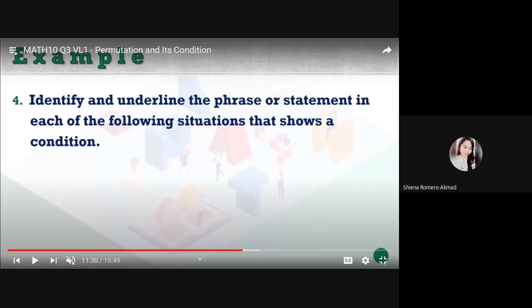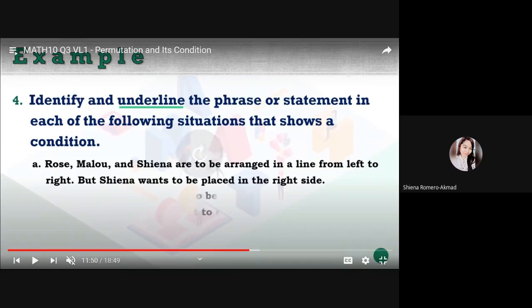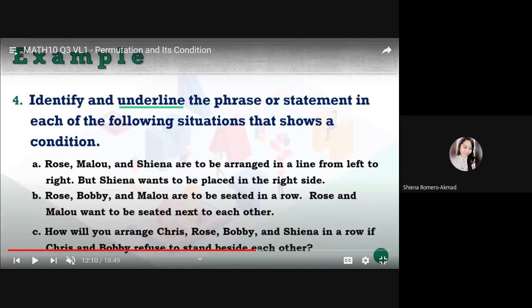Now, let us identify and underline the phrase or the statement in each of the following situations that shows condition. Okay? Condition, ha? Now, let us have letter A, B, and letter C. So, for letter A, I want you to read and at the same time, sabihin nyo sa akin, alin kaya dyan yung phrase or statement? Is it a sentence that contains the condition?